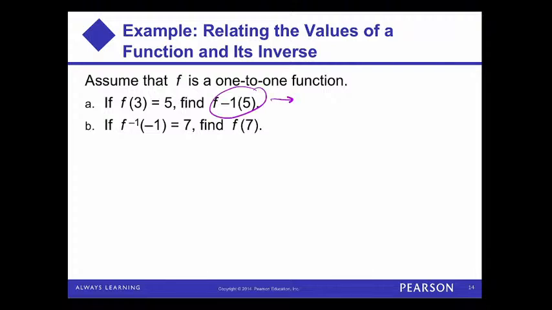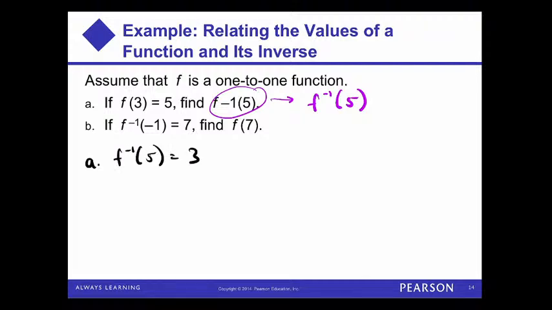This should be f inverse of 5, right? So if f of 3 is 5, and we're given that this function is 1-to-1, we're asked to find f inverse of 5, right? So for part A, because this function is 1-to-1, that means f inverse of 5 is just going to be 3.